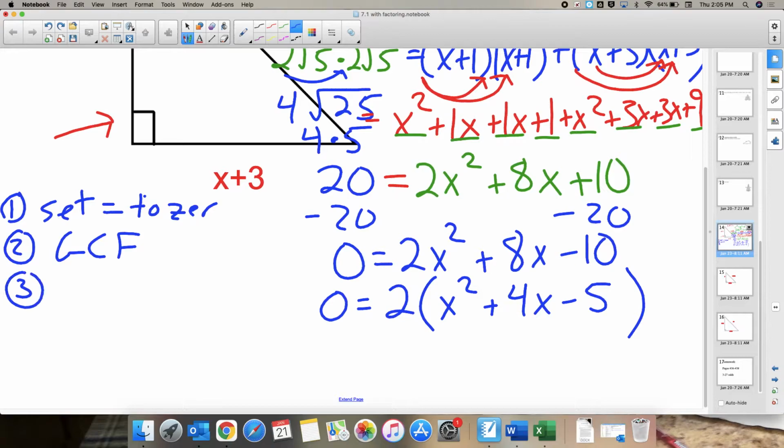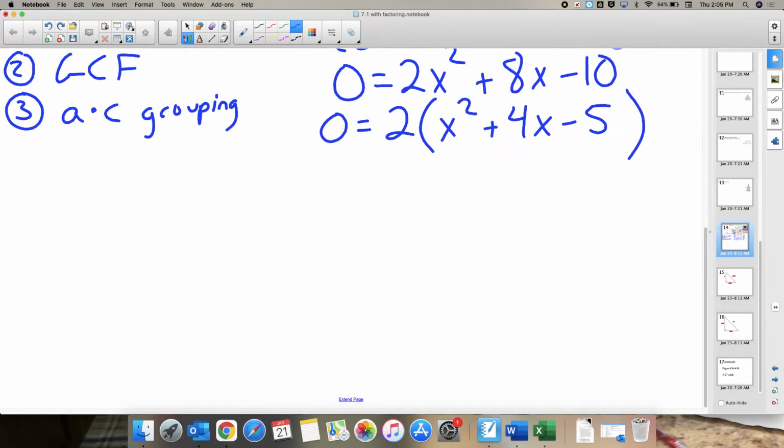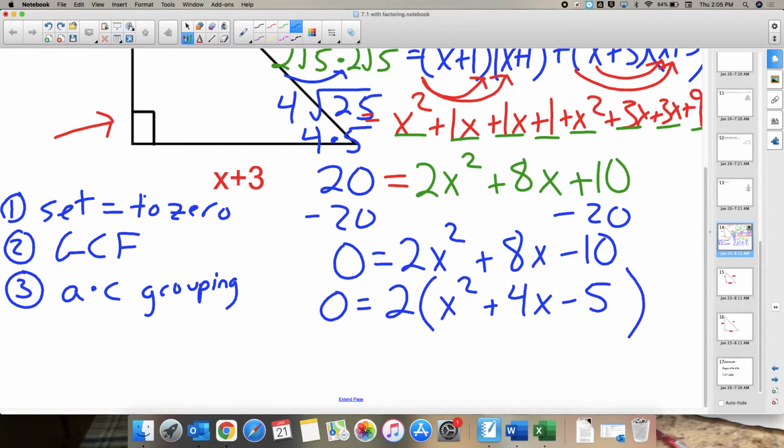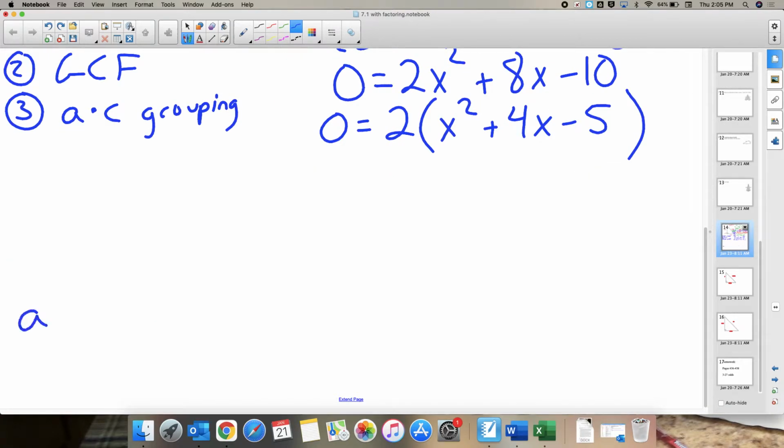Our third step is actually we're going to get into the process of truly factoring. That process of factoring is going to be known as AC grouping. The reason we call it that is in this equation, our equation is typically set up as ax squared plus bx. Let me redo that. It is typically done as ax squared plus bx plus c equals 0.